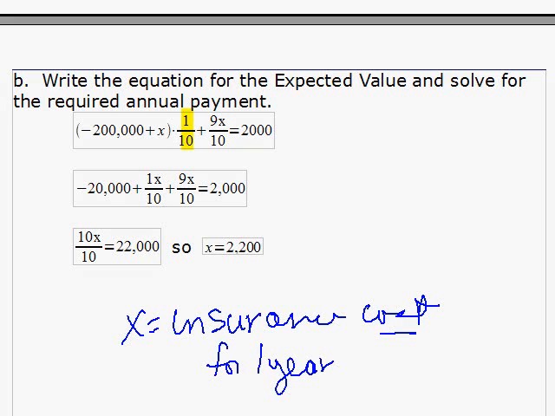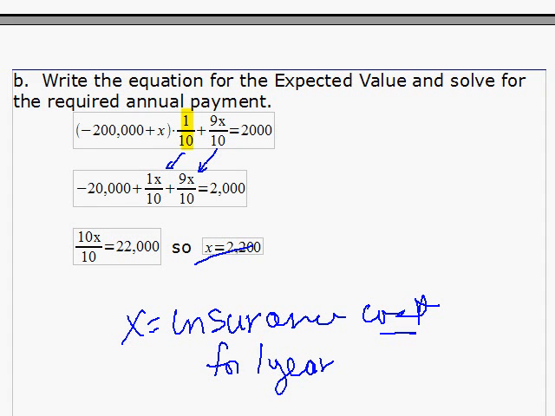You take the 1/10 and distribute that through. You should be able to do that. So that's minus 20,000, I'm sorry, and they have 1x over 10 plus 9x over 10. That comes through. You can add those together and you get 10x over 10. What happened? Okay, so I think this is pretty wrong.